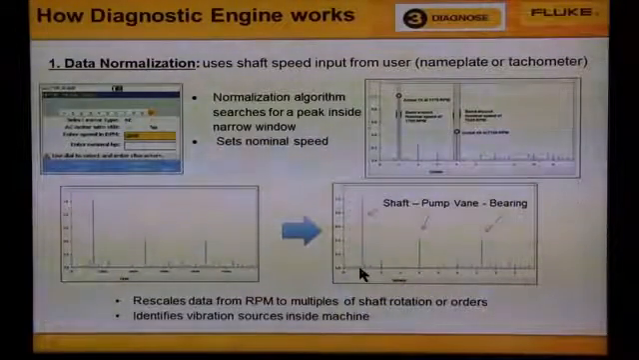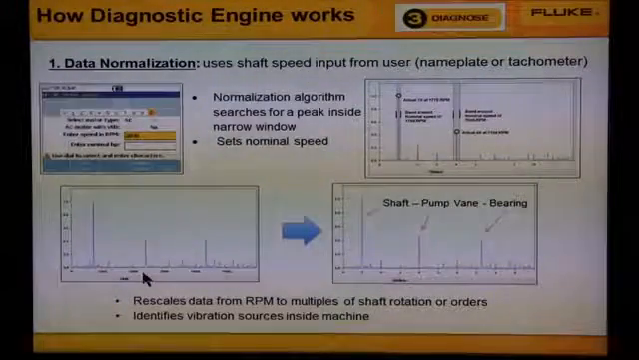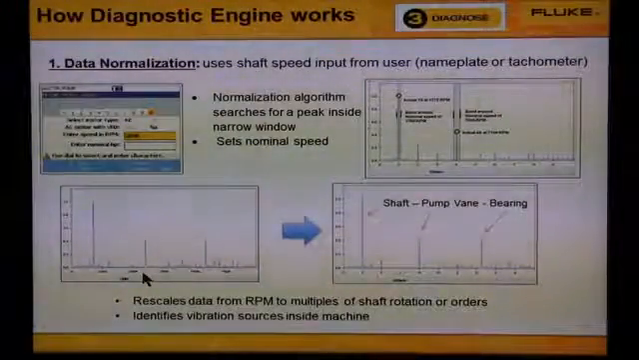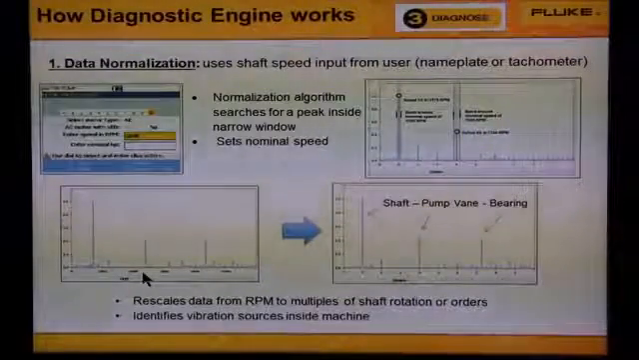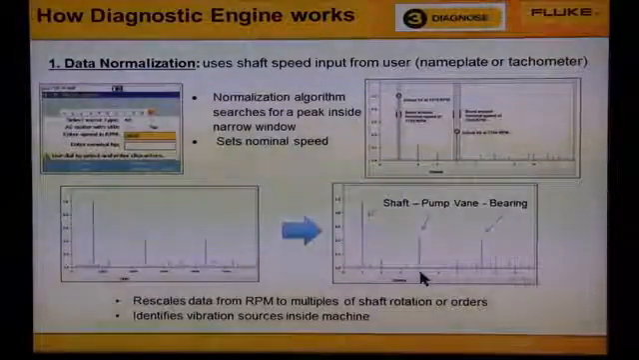It then takes the information that there are 4 impeller vanes, sees a peak at 2400 in the data, which is 4 times 600 RPM, and identifies this as the 4 impeller vanes.